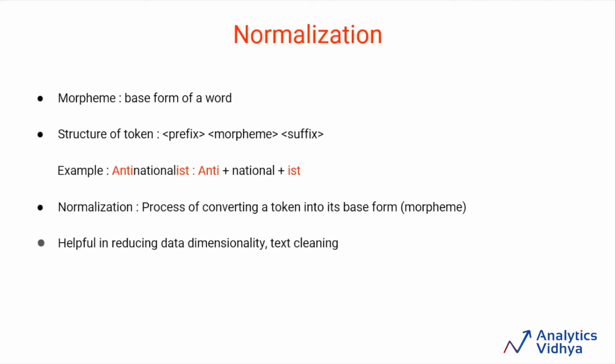Normalization is useful in reducing the number of unique tokens present in the text, removing the variations of a word in the text, and removing redundant information. Two popular methods which are used for normalization are stemming and lemmatization. Let's discuss them in detail.